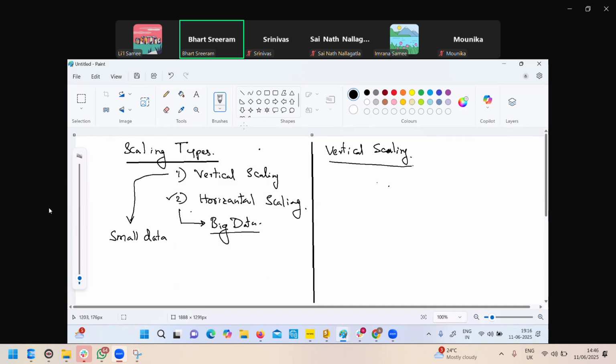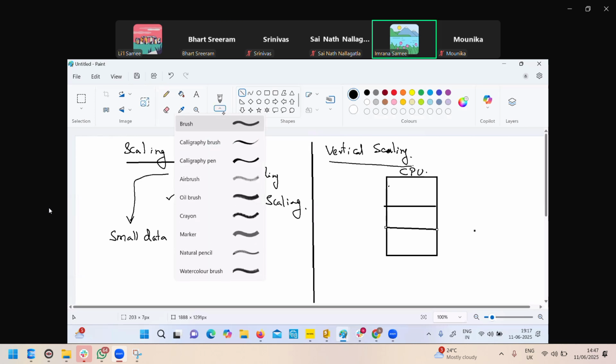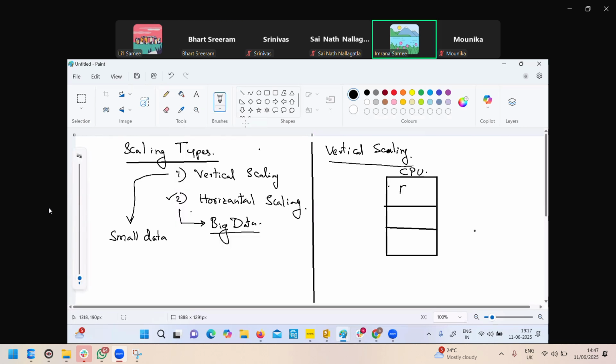As part of the vertical scaling, here is one CPU. That means your laptop or any desktop machine, you take it, you will find one CPU. Within this CPU, there are three major components on the motherboard. What are those? You have RAM, hard disk, and the motherboard. For the motherboard, all these things will be connected.